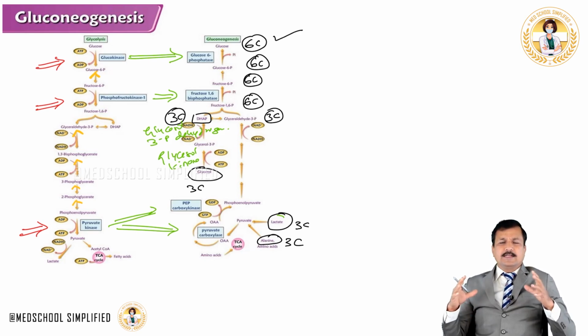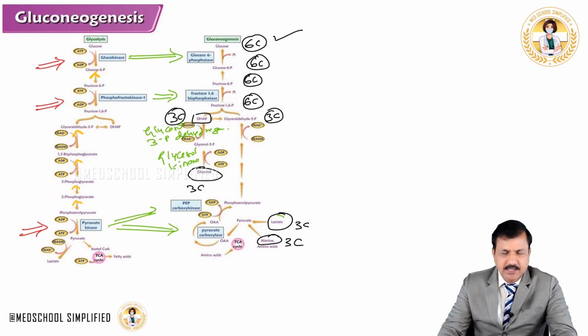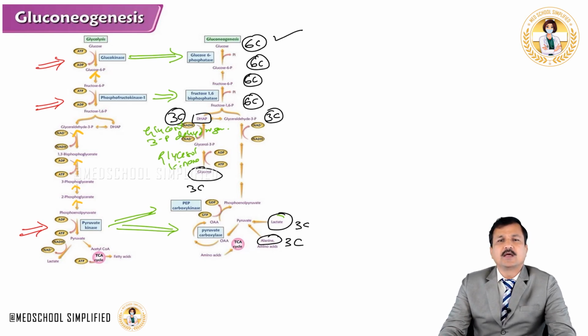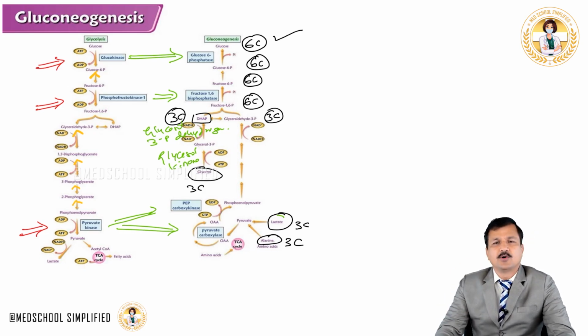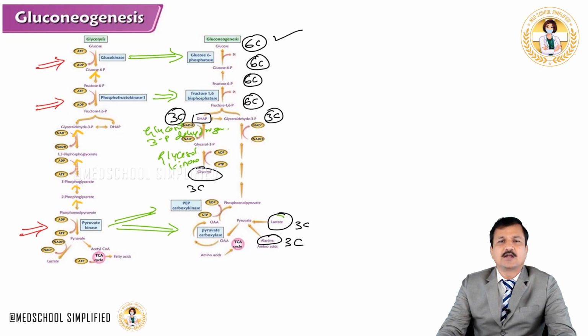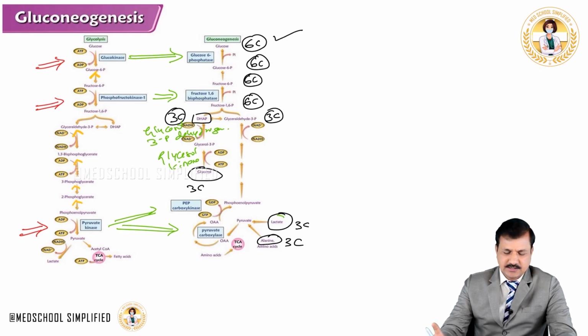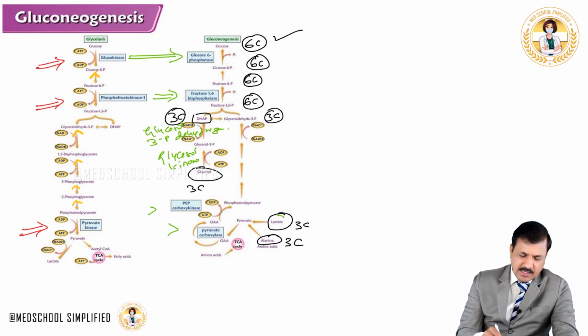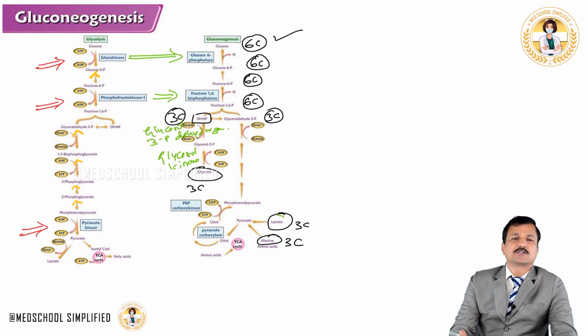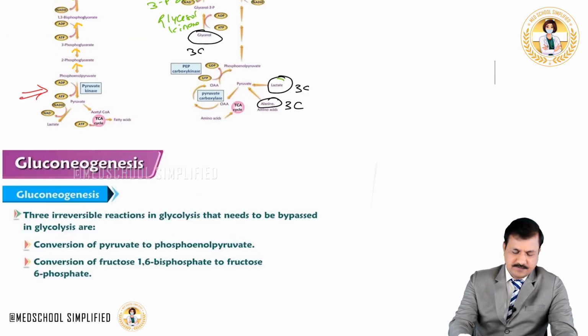Okay, so like this, gluconeogenic precursors can be converted back into glucose by reversal of most of the reactions in glycolysis except 3 reactions, and we have corresponding enzymes to reverse those 3 irreversible reactions in glycolysis. This is the major thing that you must remember in order to understand the gluconeogenesis process.